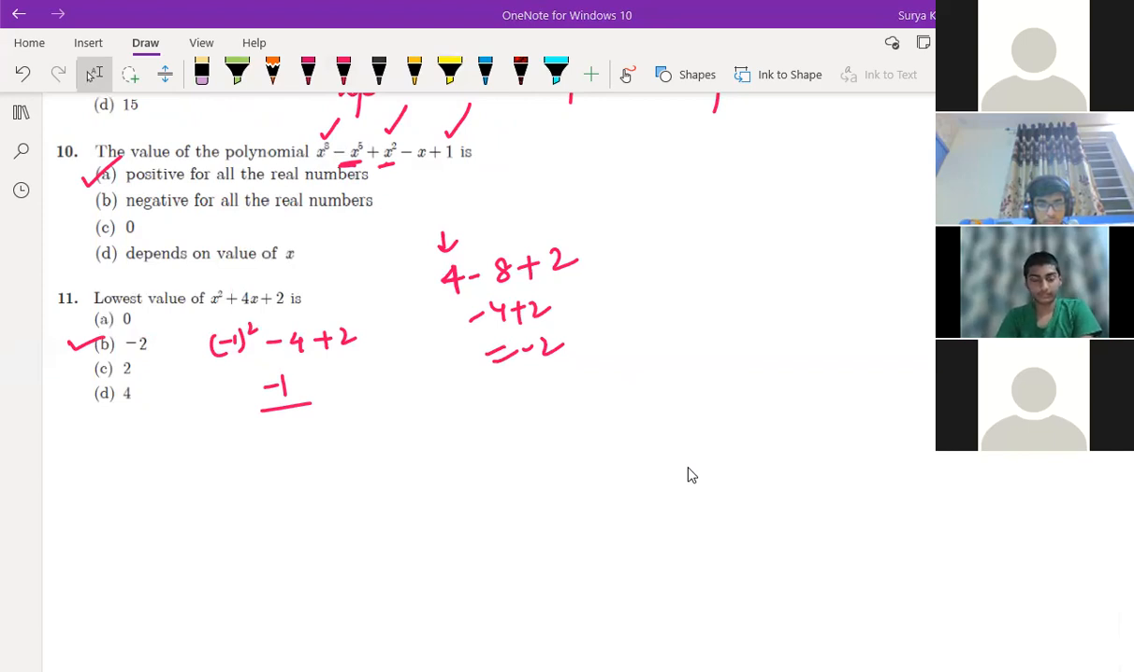Cubic polynomial is, I think, removed from your syllabus now. Cubic polynomial. Yes. See, this question is there. 12th one. Just check.